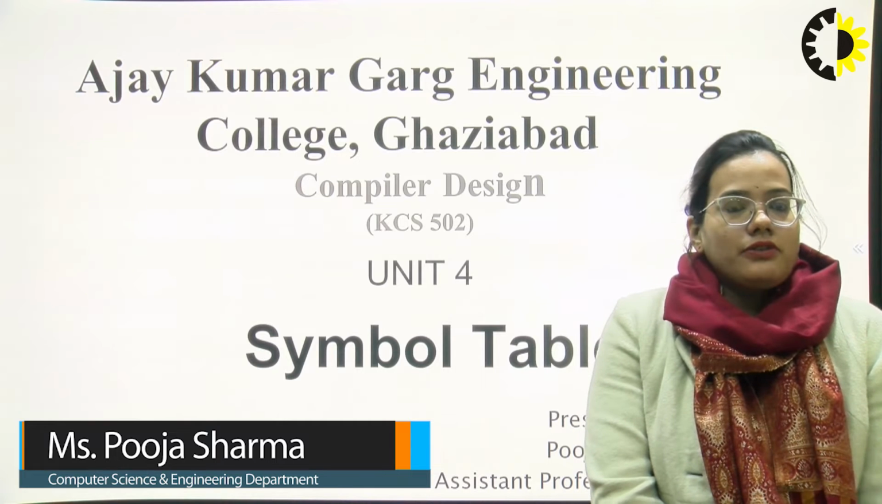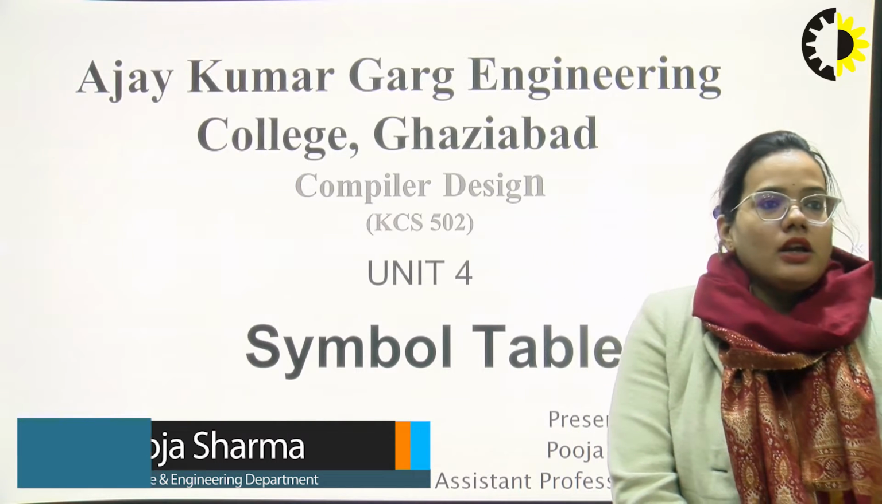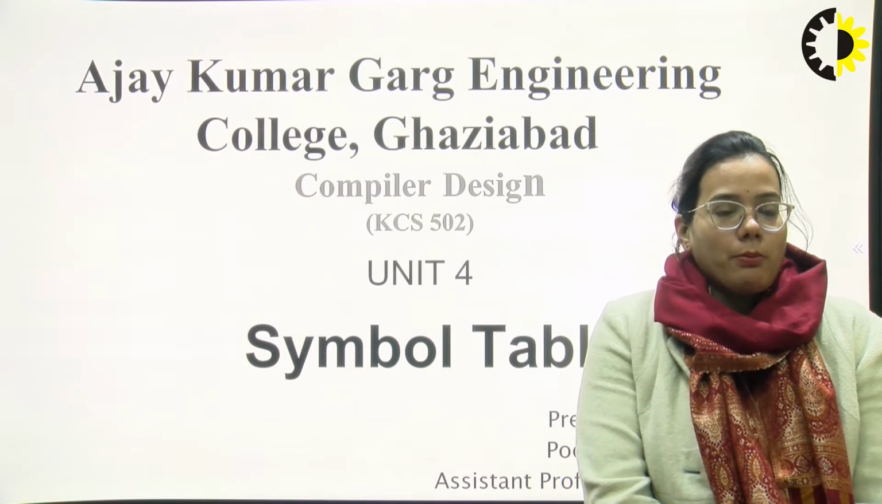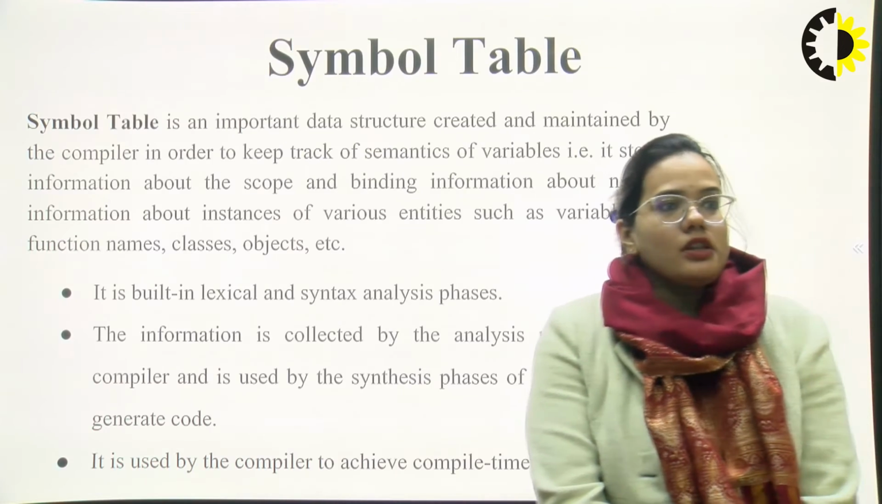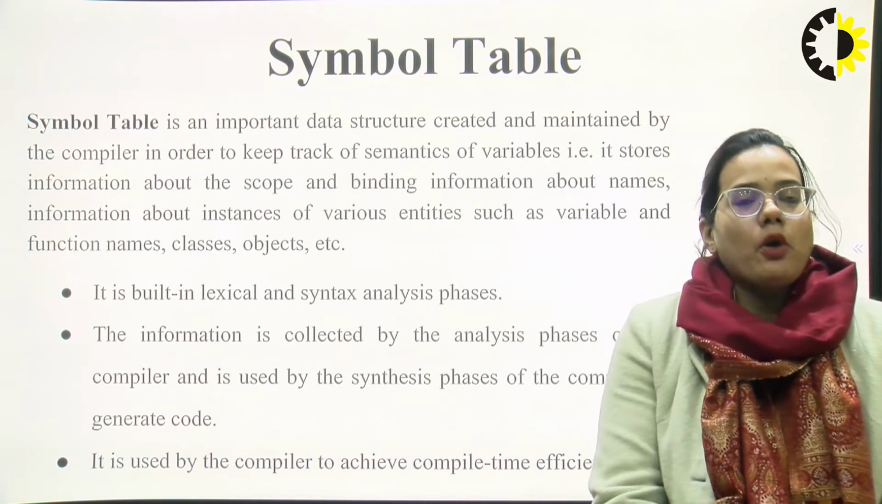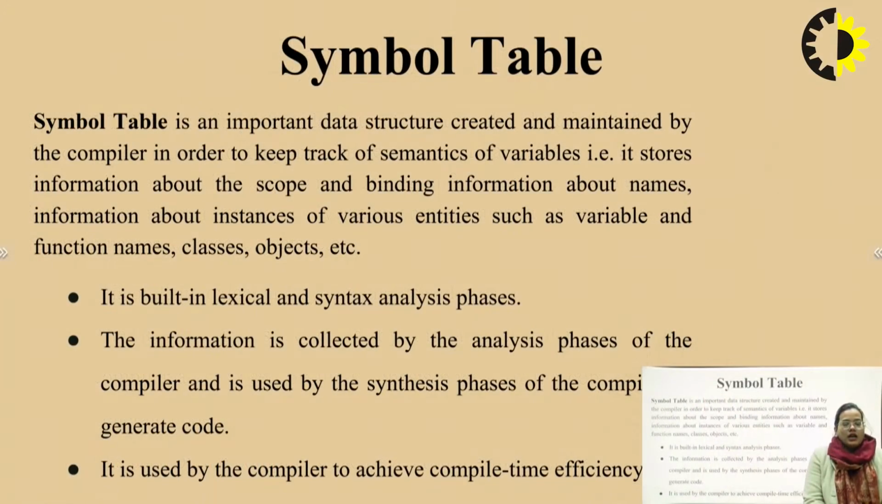In today's lecture, we will discuss the symbol table, a unit 4 topic in compiler design. So, the symbol table is an important data structure created and maintained by the compiler in order to keep track of the semantics of variables. That is, it stores information about the scope and binding information about names, and information about instances of variable entities such as variable and function names, classes and objects, etc.